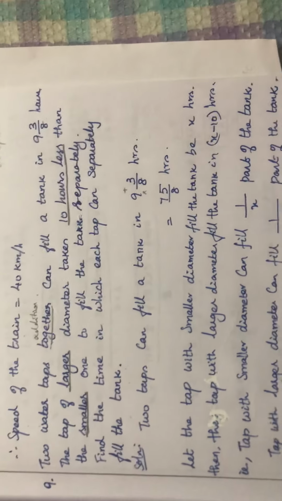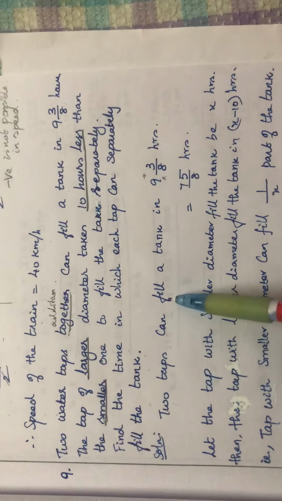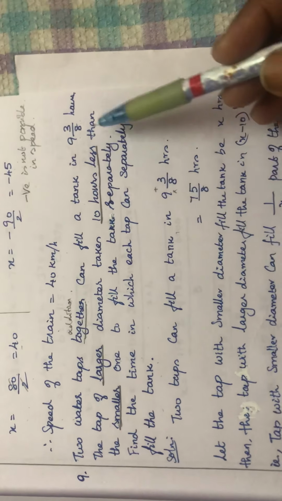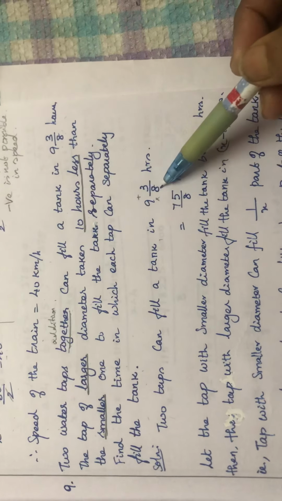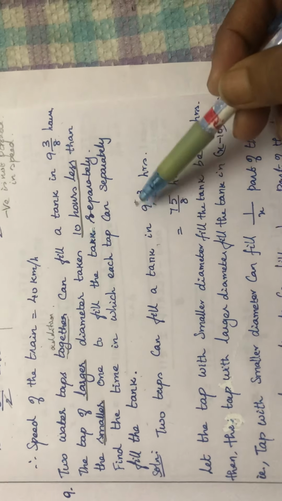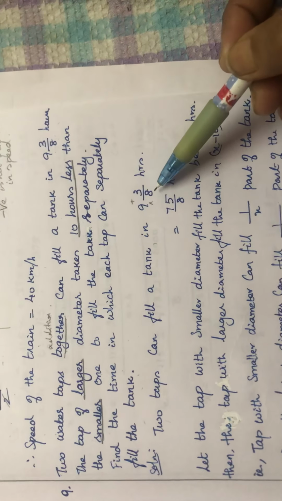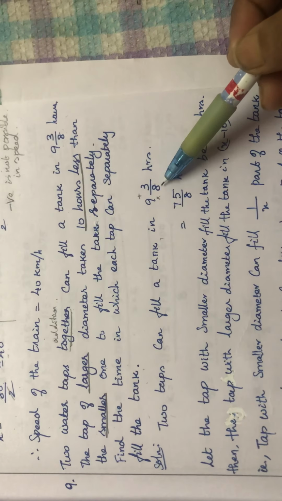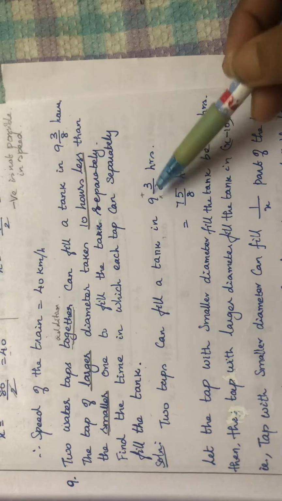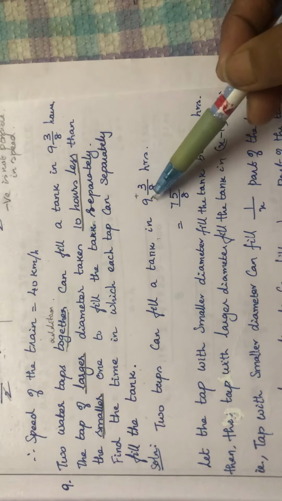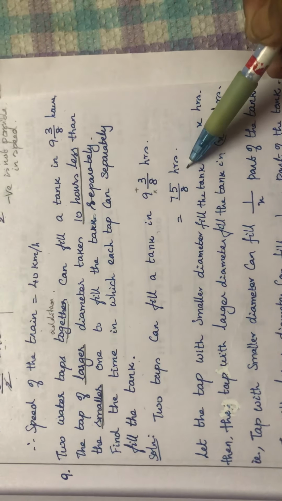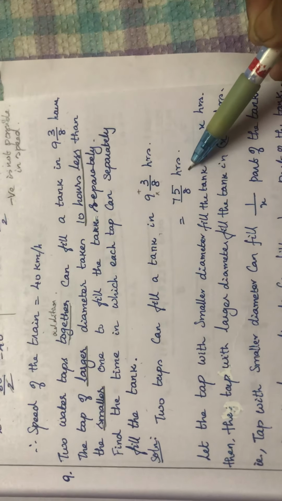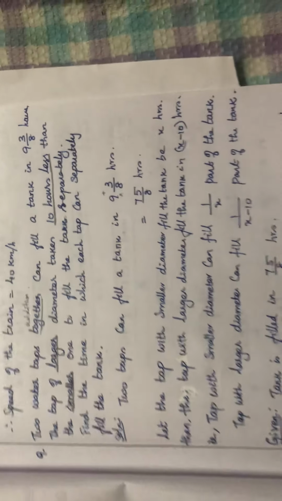So what are the informations given? First we are writing solution. Two taps can fill the tank in, question itself it is given 9 3/8 hours. 9 3/8 is nothing but mixed number. So we are converting this into an improper fraction. So 8 into 9 plus 3, that is 72 plus 3, 75/8 hours. That is what time given for the two taps to fill the tank.